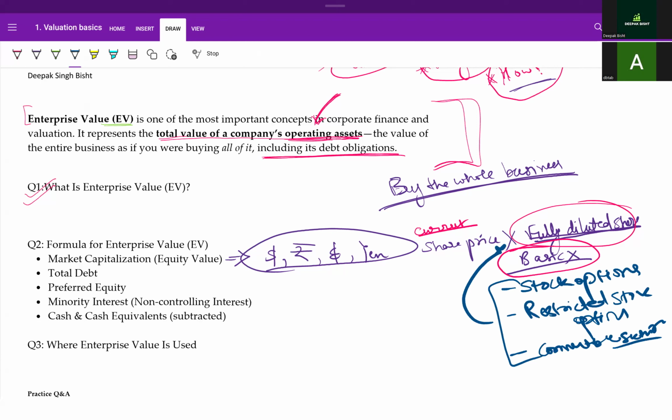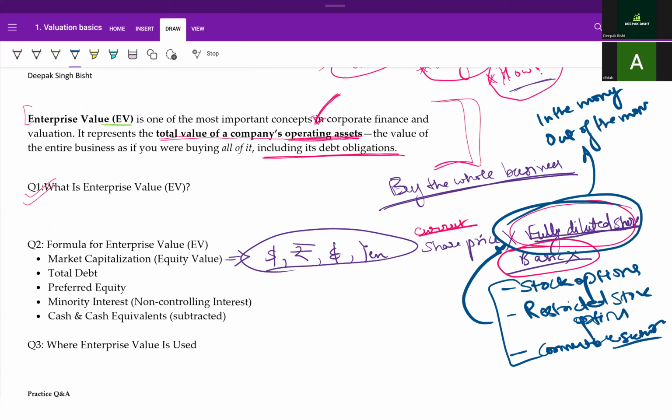So to understand the fully diluted shares, we need to do a different session on the in the money or out of the money topic to understand the diluted number of shares. Okay, so let me just clear it out and then we will talk about the debt securities.